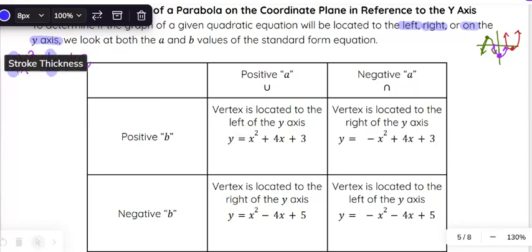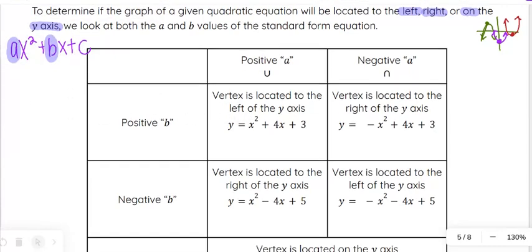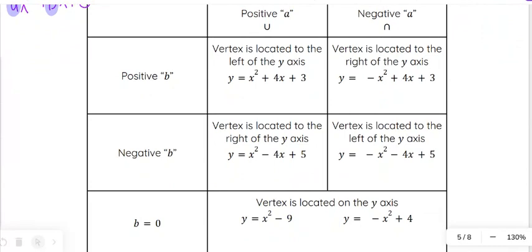So for example, you can see in this table down here, I have some different scenarios. So I've got my positive a or my negative a, and then we have our positive b, negative b, or if b is 0. So I gave an example of each of these. There's essentially 6 types, because down here in this big box, there could actually be positive a or negative a, but it's going to do the same thing either way in terms of where the vertex is located.